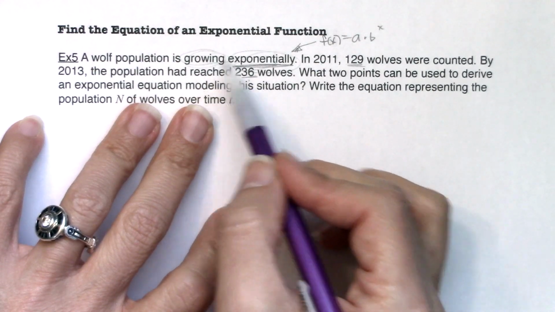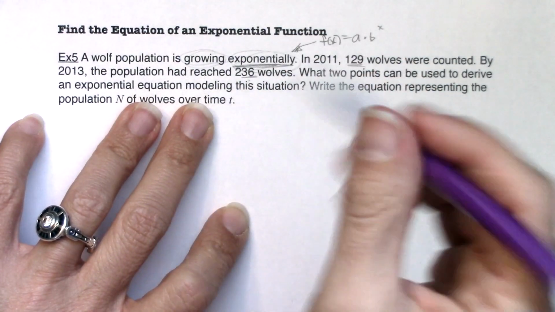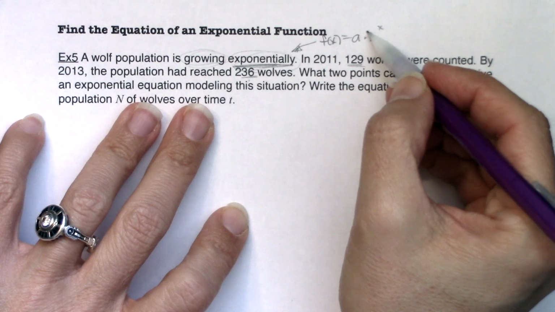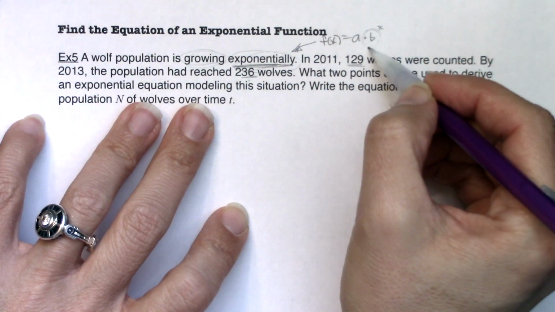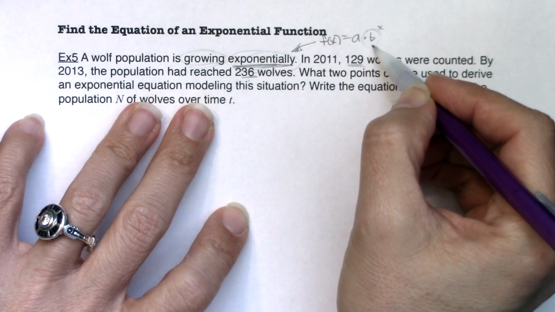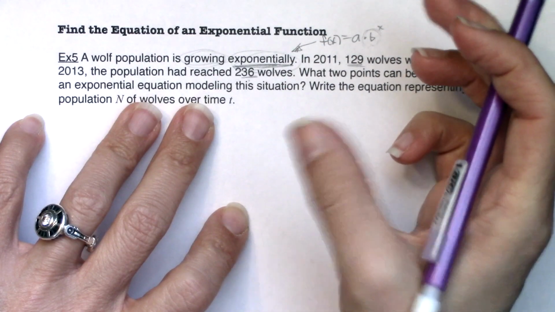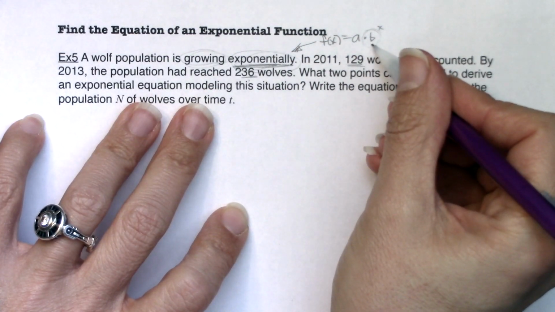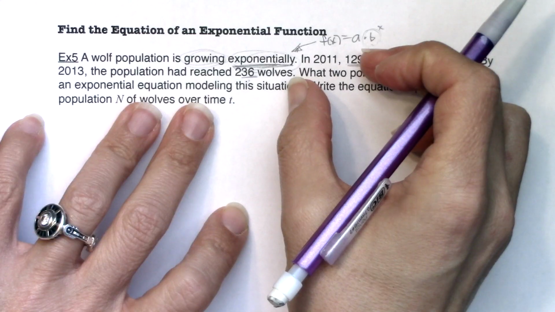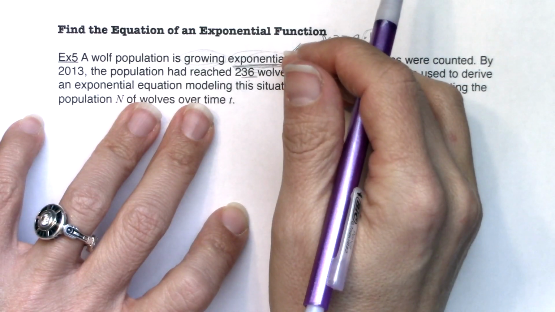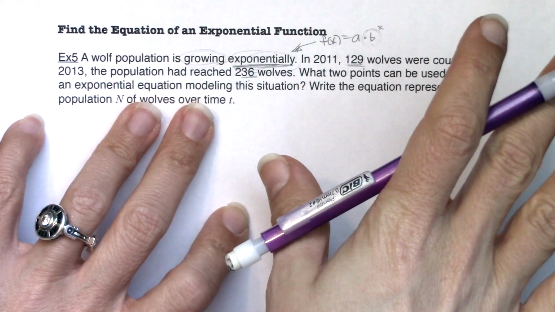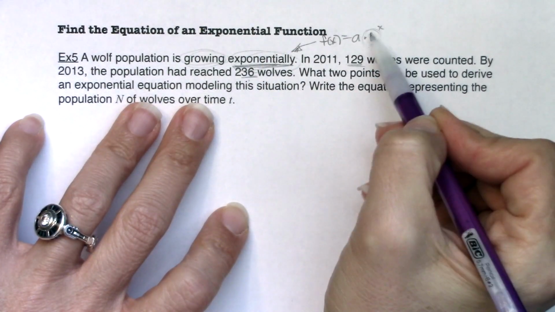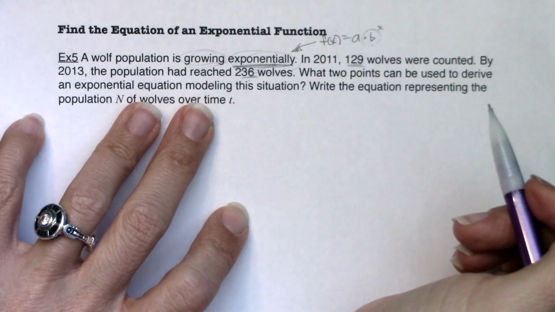It didn't say decaying, it said growing, which is just a little clue that whenever I find this number b, it should be larger than 1. Anytime you have exponential growth, b is going to be greater than 1. If there's exponential decay, b is going to be less than 1. And if we're at equilibrium, we're neither growing nor decaying, then b would equal 1.